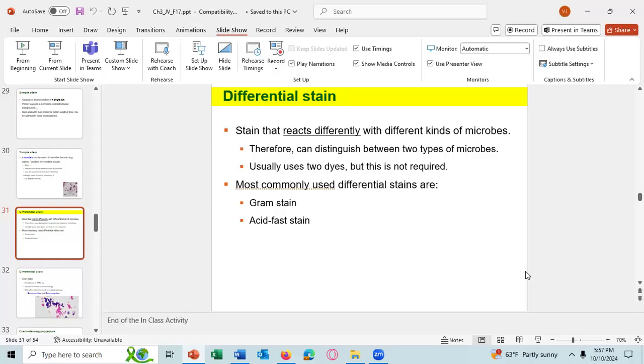All right, the two most commonly used differential stains in microbiology are the Gram stain and the acid-fast stain. We'll talk about the Gram stain in depth in this lesson. And the acid-fast stain we'll talk about a little bit later.